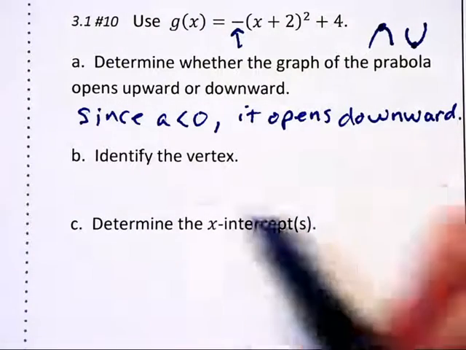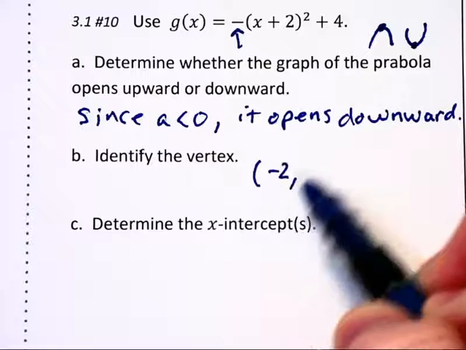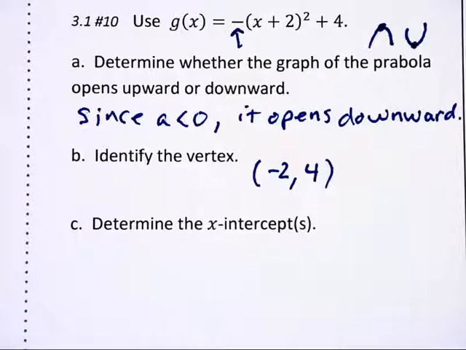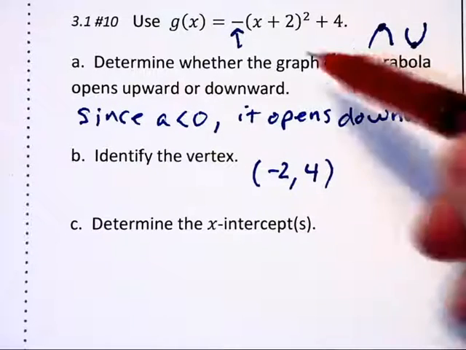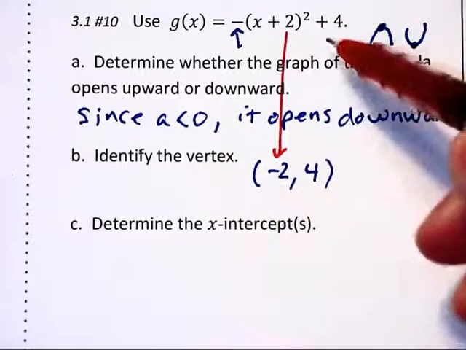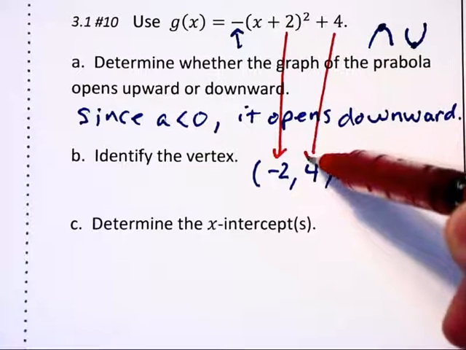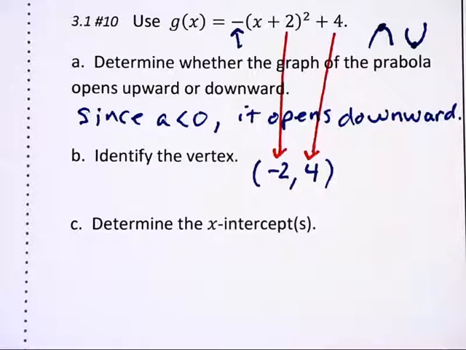Identify the vertex. Well, this will be located at (-2, 4). We change the sign of the 2 when it comes over here to the vertex from within the parentheses, but we keep the sign of the 4 the same as it is.